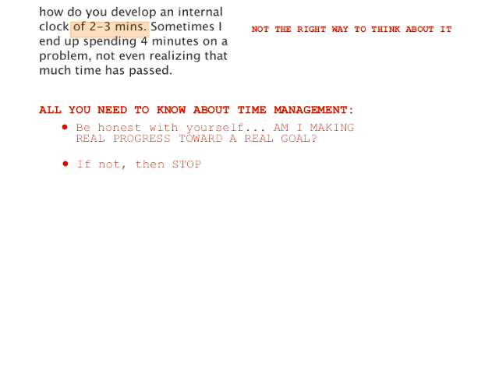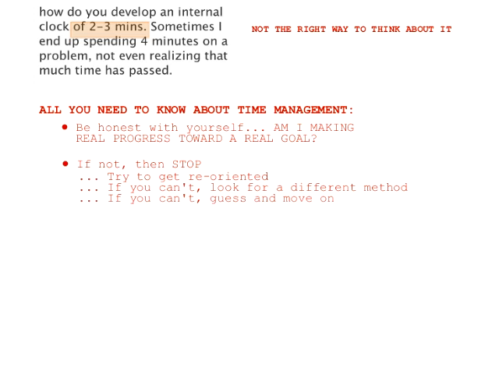First, try to find the goal. Try to reorient yourself. If not, look for a different method. And if not, move on with your life. And then don't do the same thing more than once. So if you try algebra and it doesn't work, don't try algebra again.